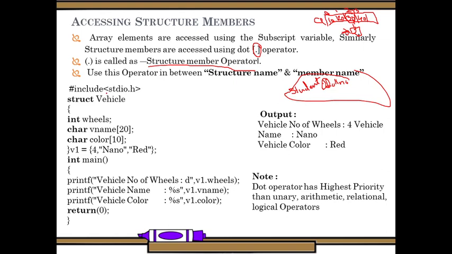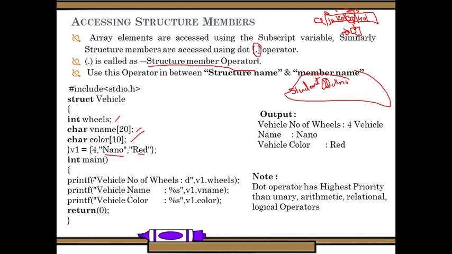See, here is one example. #include <stdio.h>, struct vehicle, and int wheels, the number of wheels the vehicle has, and the name of the vehicle and the color of the vehicle. So these are the three members we have declared for a structure, and then values were initialized. The vehicle wheels are 4, the name is Nano, the color is red.